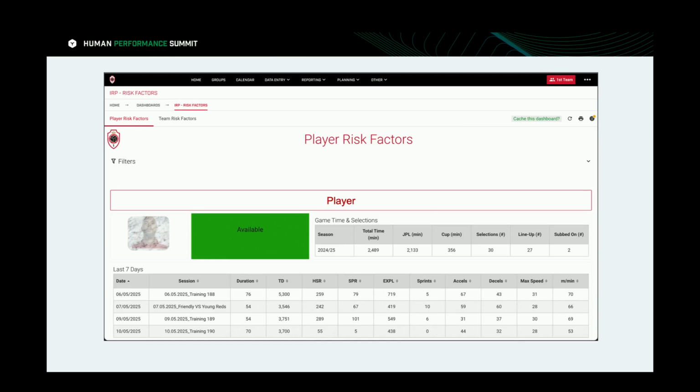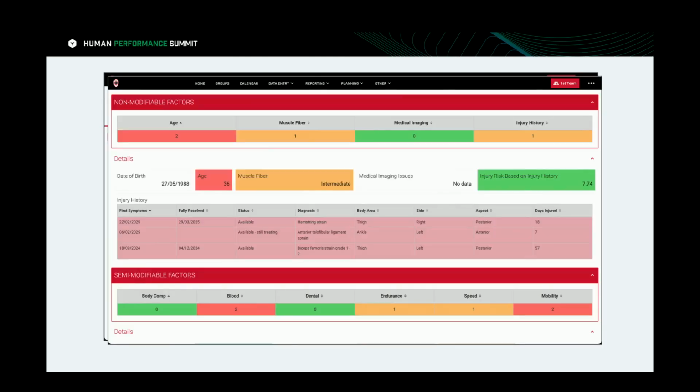So for this player, an available player, you have some idea about the playing minutes during the season. But of course, that's something we actually know, so it goes pretty quick in the talks. But you also have some idea of the training data of the last 7 days. Then we come to the non-modifiable factors.